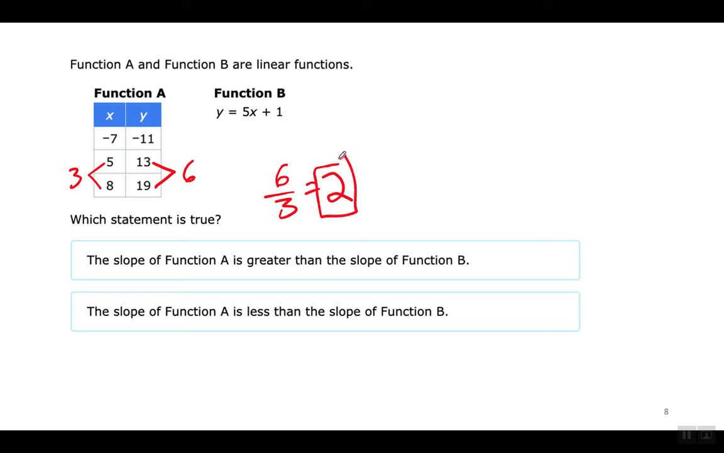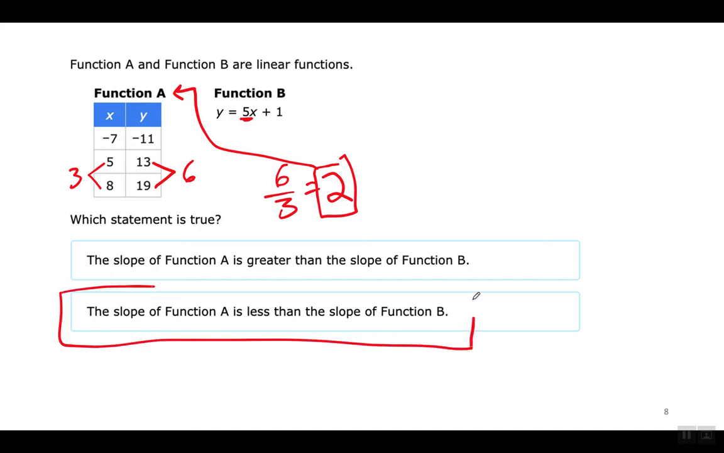El slope de función A es positivo 2. Porque la diferencia entre 13 y 19 es 6. Y entre 5 y 8 es 3. 6 sobre 3 me da 2. And the slope of function B is 5. So in this one, the slope of function A is less than the slope of function B. El slope de función A es menos que el slope de función B.